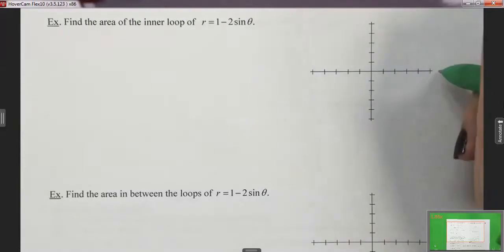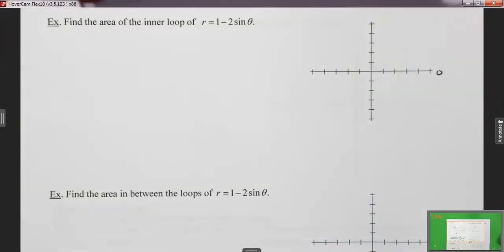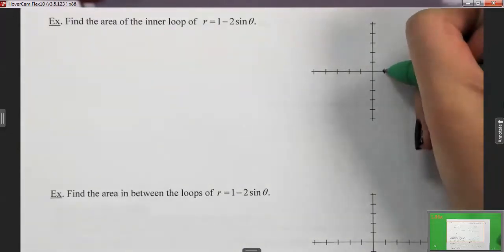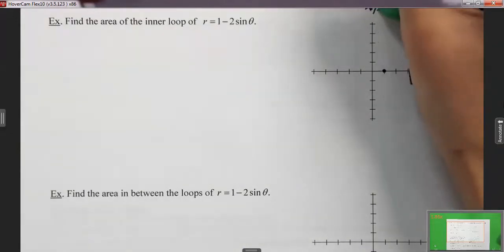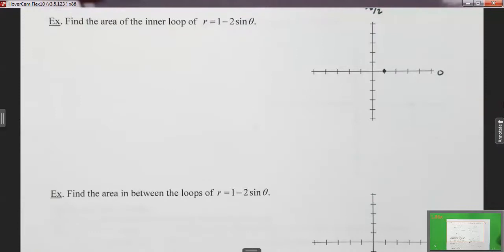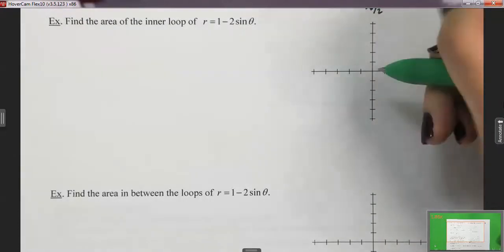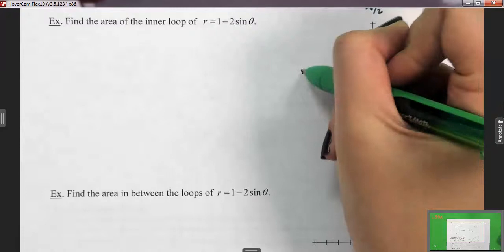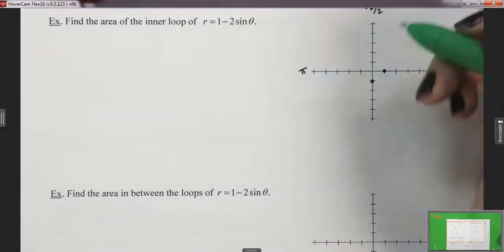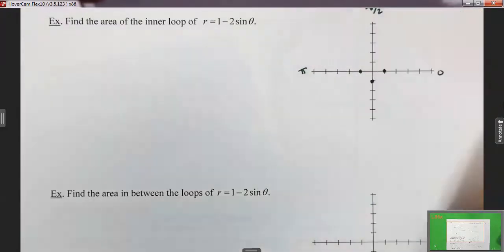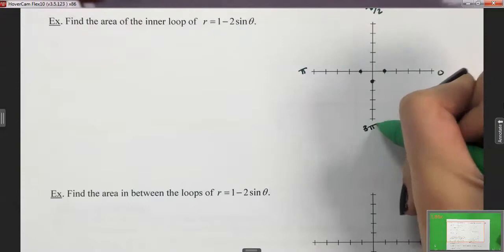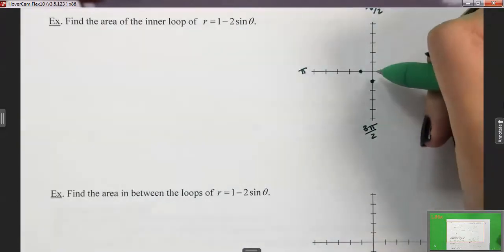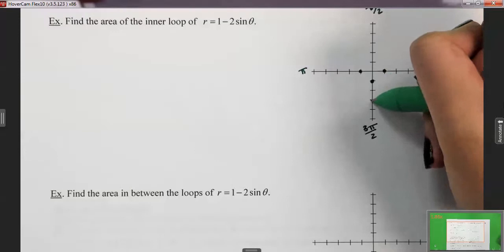Okay, plug in 0 and what do I get? 1. And plug in pi over 2 and what do I get? -1, right? So we go backwards, 1. And plug in pi and what do I get? And then plug in 3 pi over 2 and I get 3. 1, 2, 3. Okay.